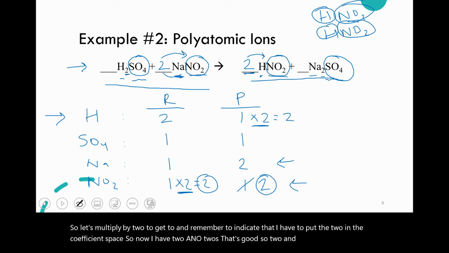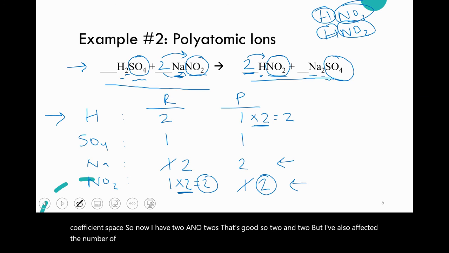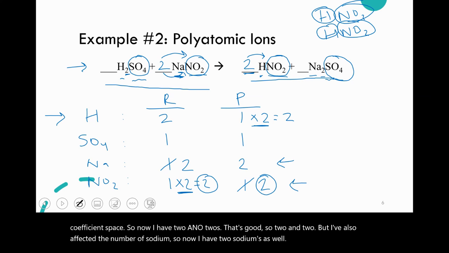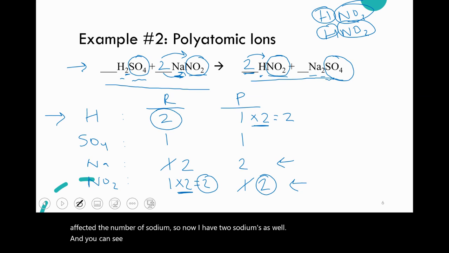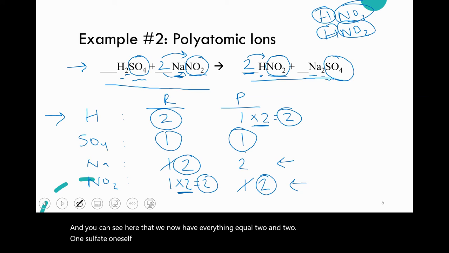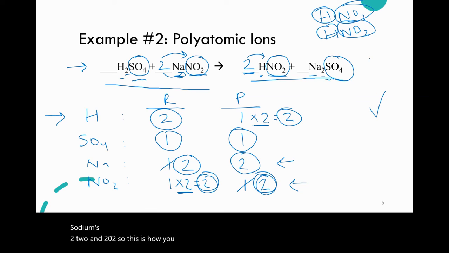But I've also affected the number of sodiums. So now I have 2 sodiums as well. And you can see here that we now have everything equal. 2 and 2. 1 sulfate, 2 sodiums, 2 NO2s, and 2 NO2s. So this is how you balance an equation with a polyatomic ion.